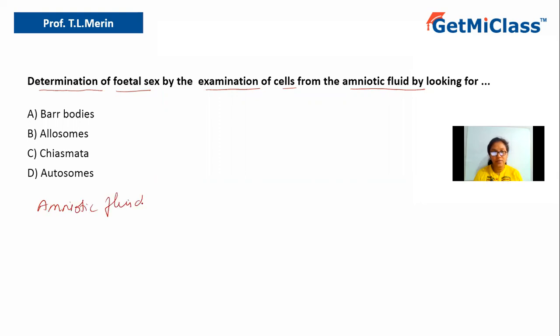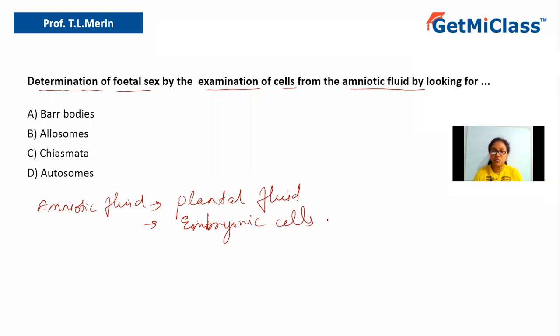Amniotic fluid is the fluid which is present in a pregnant lady. It is present within the placenta, and it is also called placental fluid. And what does it contain? Of course, within that fluid only the baby will be there. And when you collect that fluid, you can get embryonic cells.